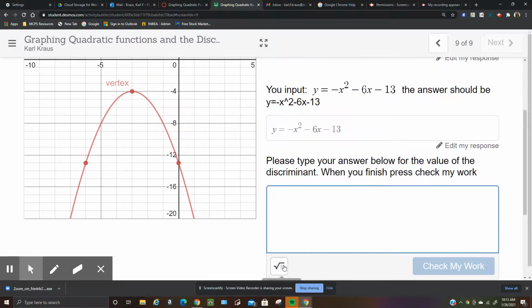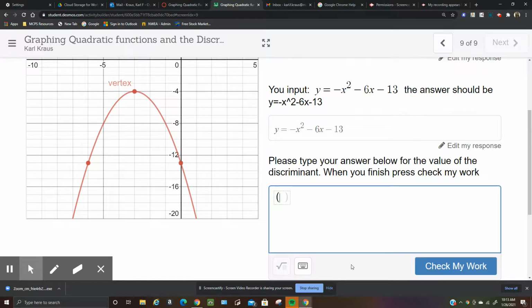And then the value of the discriminant, -6 squared minus 4 times -1 times 13. 36 minus 52 is going to be -16.